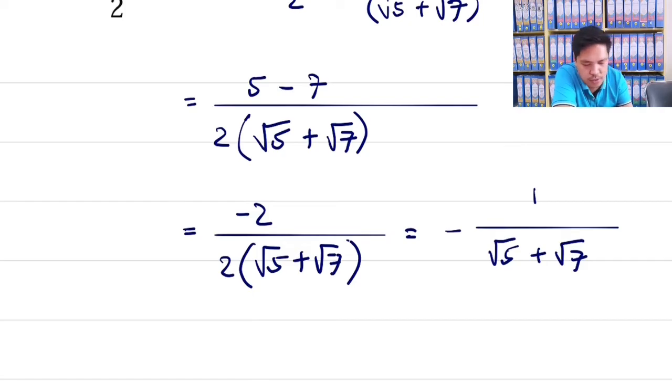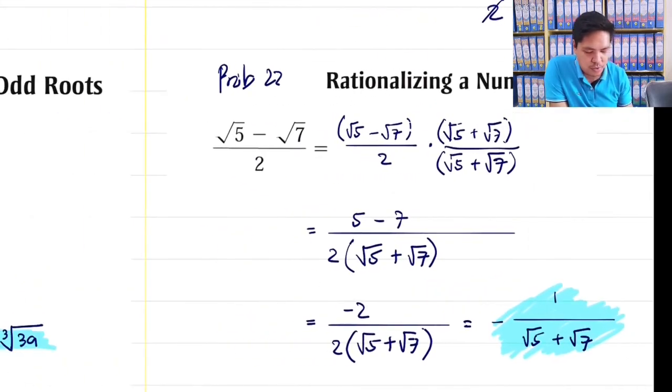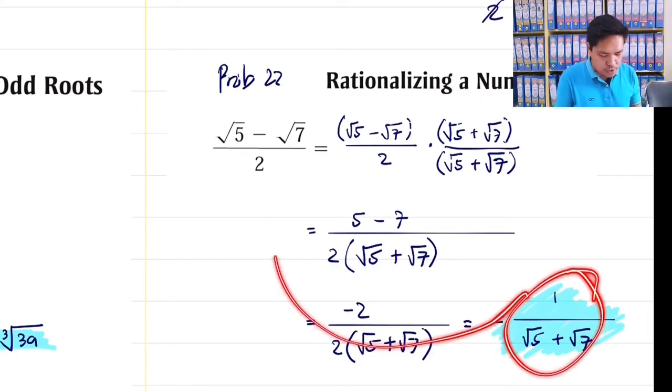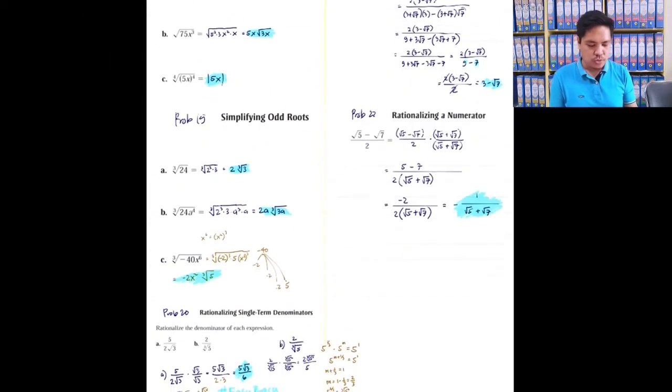So, this time, lumipat na yung irrational na value sa denominator. Pero at least, na-rationalize yung numerator. Eh, yun naman yung hinihingi. I-rationalize yung numerator. So, okay na yung numerator. But if you reverse the procedure, you'll come up with this. Okay? That's our problem 22.